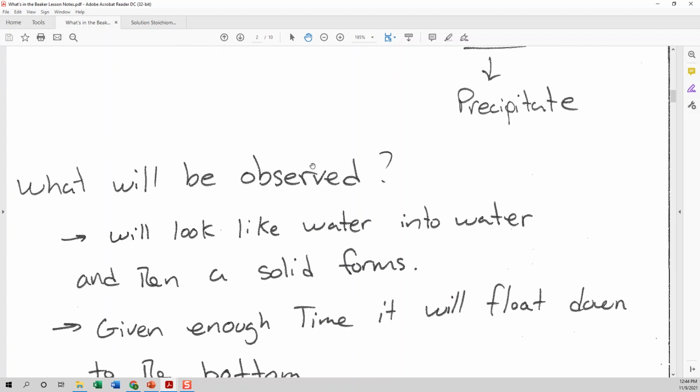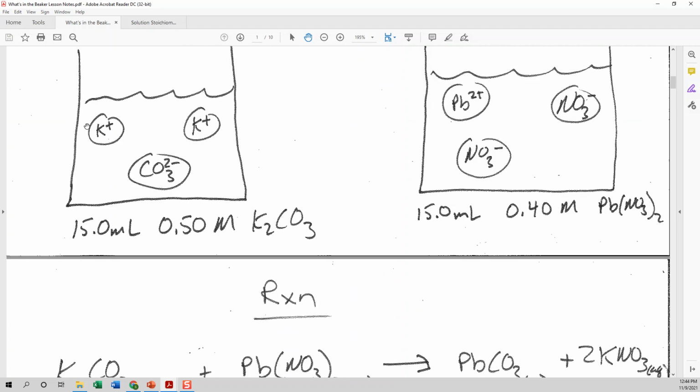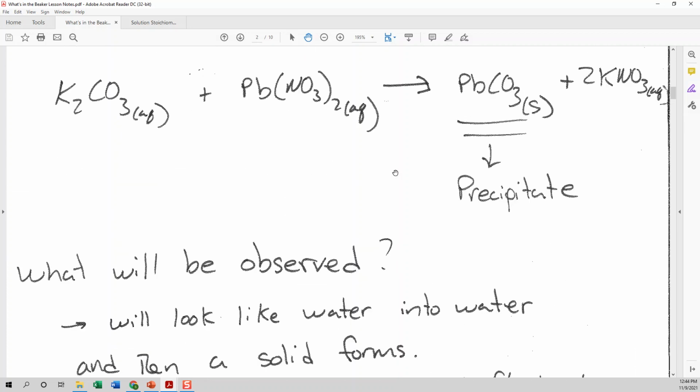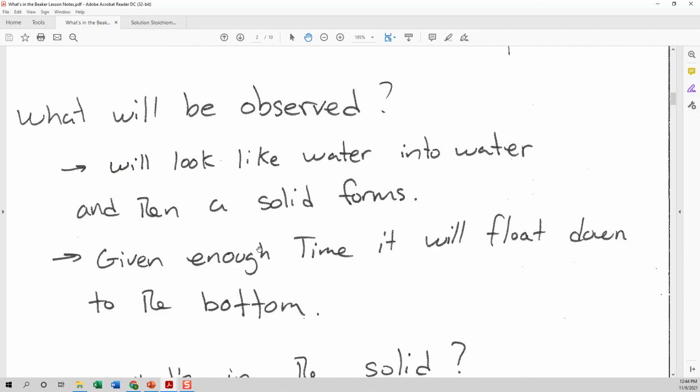All right, so what will be observed? Okay, so in words, this solution is colorless, this solution is colorless. And so it's gonna look like we mix water with water. We can't see the ions, right? So it's going to look like mixing water with water. But then because lead carbonate's insoluble, it's going to be cloudy water all of a sudden because tiny solid particles will form. And given enough time, all those solids will kind of float down to the bottom because they're going to be more dense than the resulting solution. So given enough time, it wouldn't be cloudy anymore. All the solids would kind of sprinkle down to the bottom, all right?